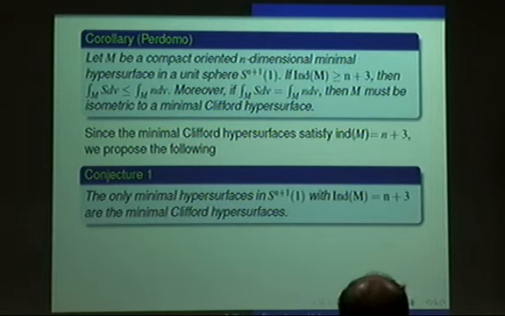So by this example, by computing the index of the Clifford torus and Professor Urbano's results, we proposed this conjecture. From Urbano's results, we know that this conjecture is true for dimension n equal to 2, for the surfaces.